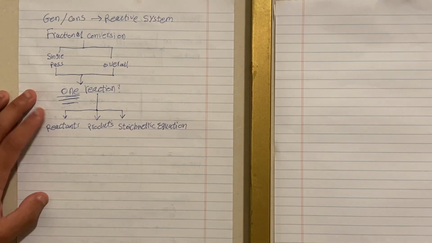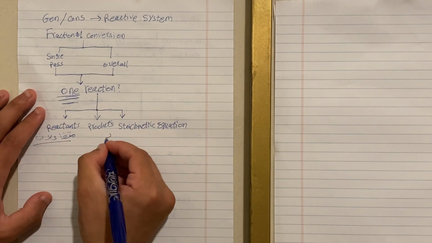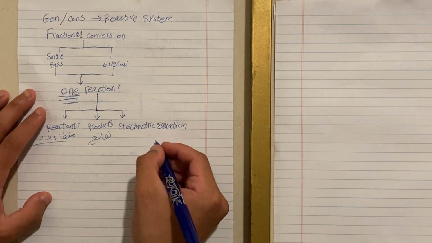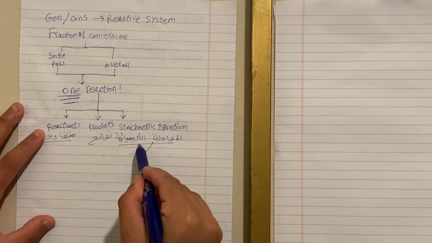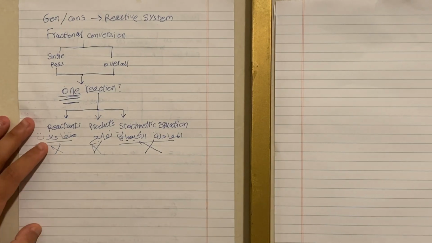I'm sure you know it in Arabic. This is what we call reactants, I think. And this is products. And this is stoichiometric equation. We don't want to know the meaning in Arabic. We only consider English now. Suppose you have this famous example.